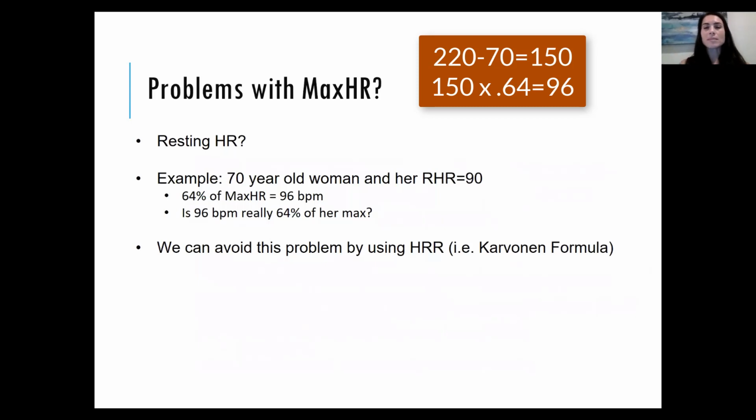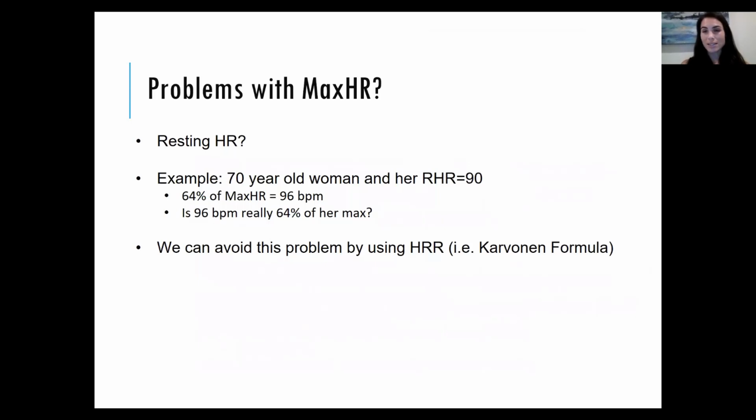But if you do the same calculation with the Karvonen formula, which is also known as heart rate reserve, now you're going to incorporate that resting heart rate. So this might be a good time to pause and actually practice this, right? Take 220 minus her age, and then plug that, as well as her resting heart rate, into that heart rate reserve formula, which again is known as the Karvonen formula. And what you're going to find is that it's 96 beats per minute.